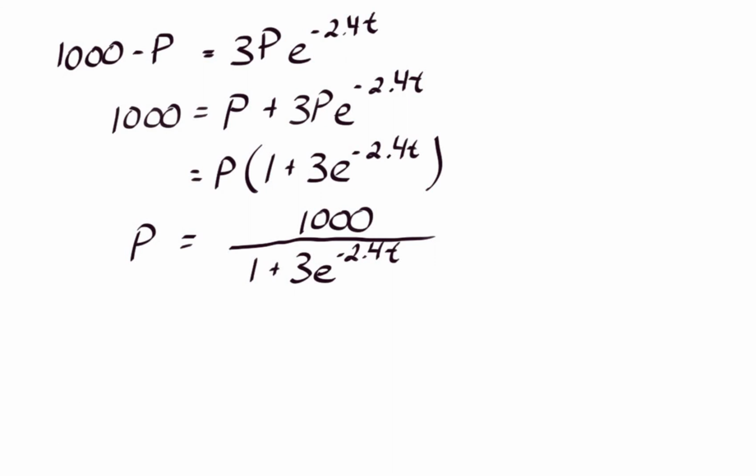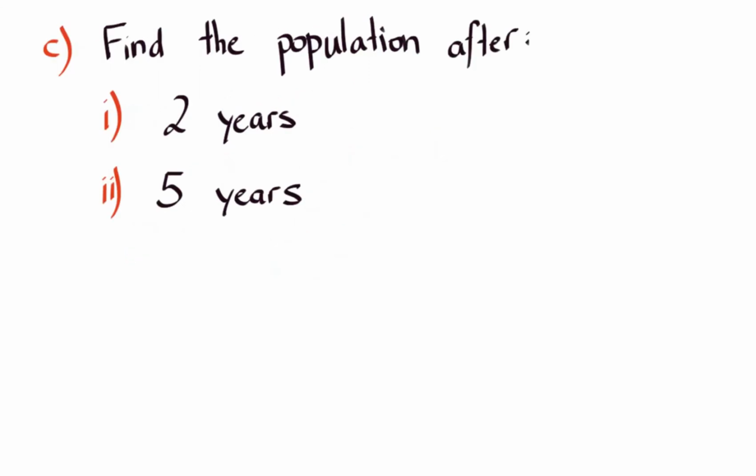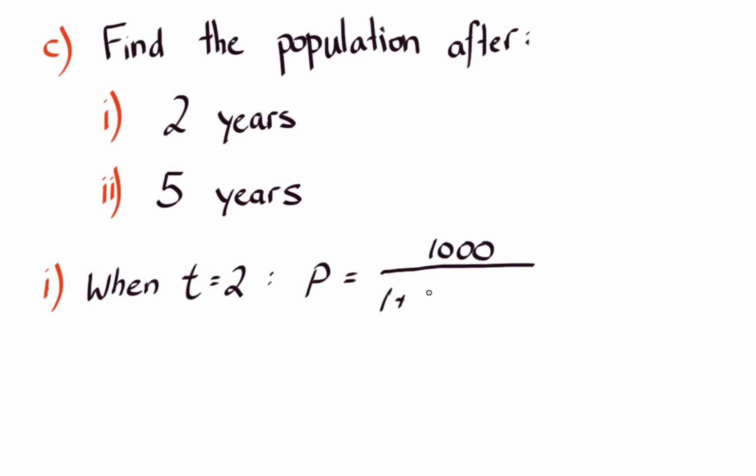Phew, alright, on to part C. Find the population after 2 years, first of all, and then 5 years, second of all. So we have the equation for the population, so we can go and use that and substitute in t. So for part 1, when t equals 2, let's see what happens when we substitute that in to our equation for population. So that is 1000 over 1 plus 3 times e to the power of negative 2.4, and our t value is 2.